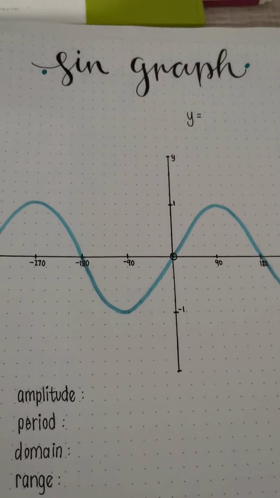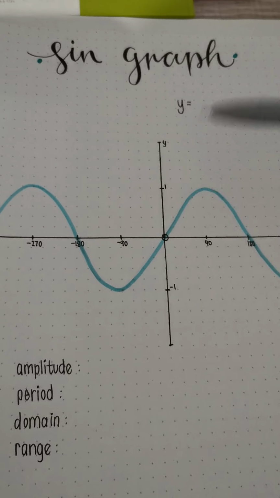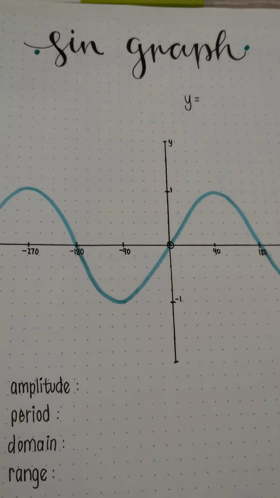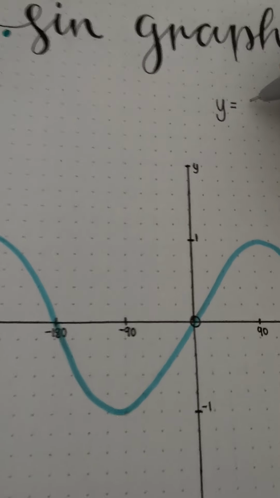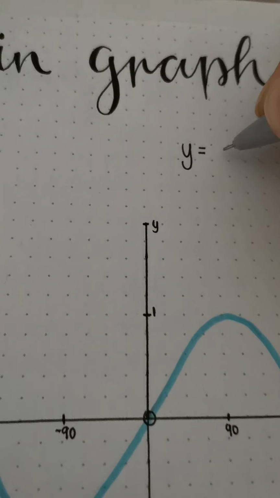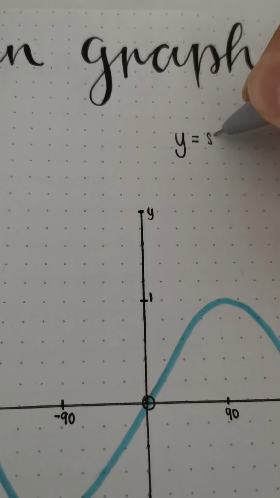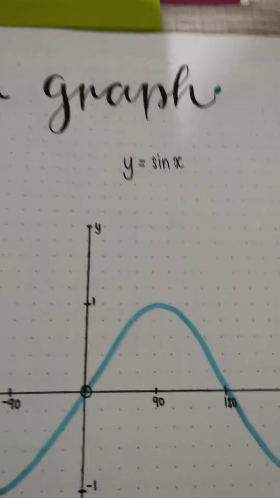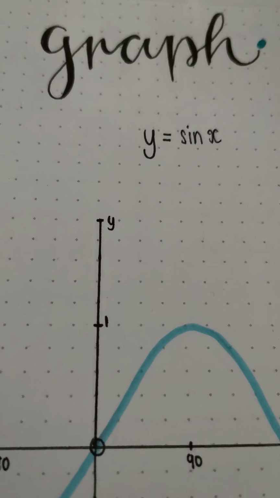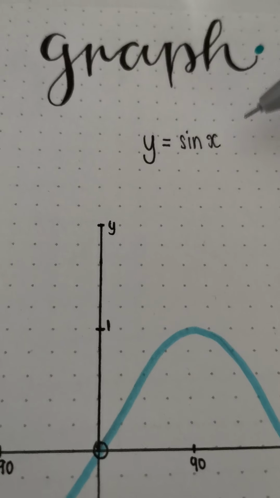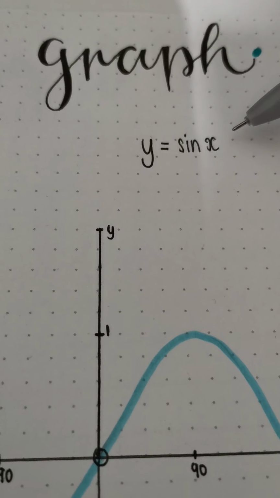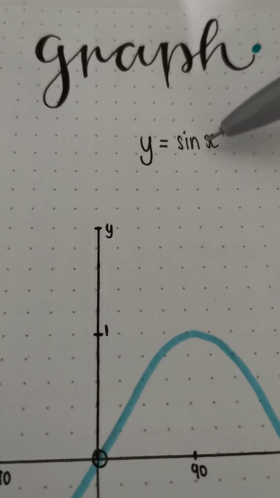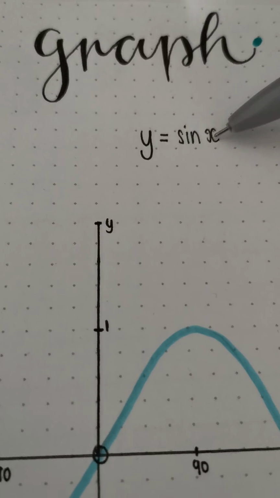I've already sketched it out, but we're going to talk about what the amplitude, period, domain, and range are for this mother function. The mother function for a sine graph is y equals sine x. Now remember, this is a function, and basically we are finding with our sine ratio what corresponding y value it would give us if we input different angles into this x value.